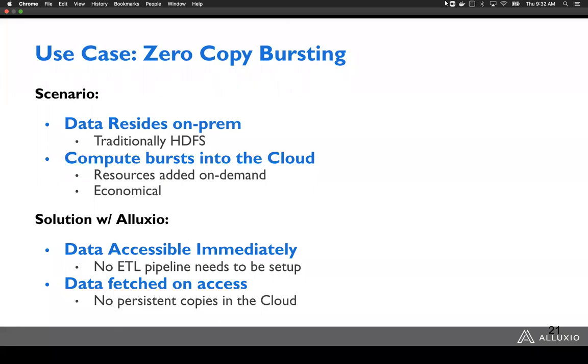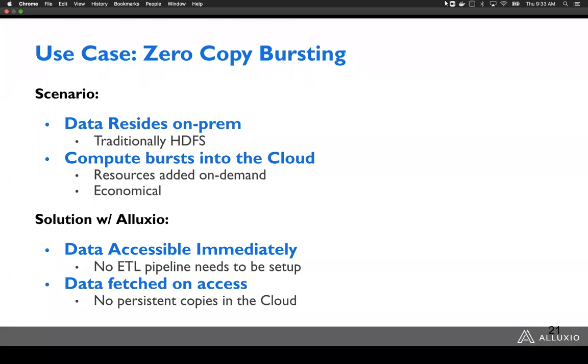So the two options that we talked about previously for a situation like this: either you can set up an ETL pipeline, copy all of the data that you need onto the Kubernetes cluster, and only then start running your applications. But the solution with Alluxio provides you with a couple of useful things. The first thing is that the data is accessible immediately. As soon as you spin up your compute cluster in the cloud with Kubernetes, your data can immediately be accessed from your on-premise cluster without setting up any ETL pipeline.